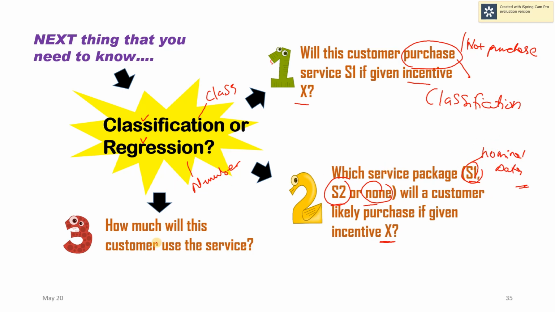Okay. Next, the third question. How much will this customer use the service? How much? When you are talking about how much, berapa bil yang dia kena bayar, for example, okay, so this one is talking about number. So that is why kita akan pakai regression method here. So this one is classification, this one is regression, this is classification. Kalau classification you ada class, kalau regression you nak predict the number.